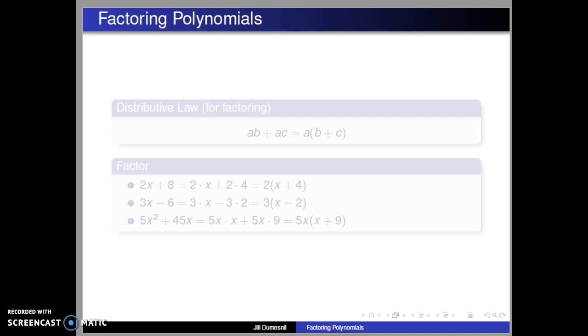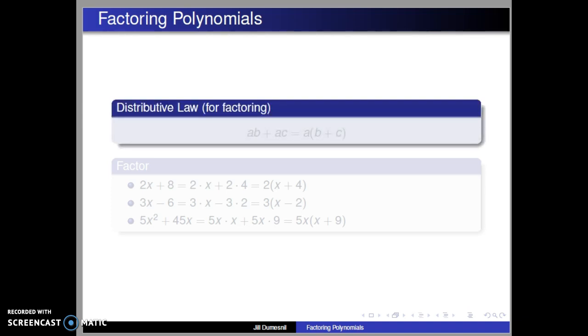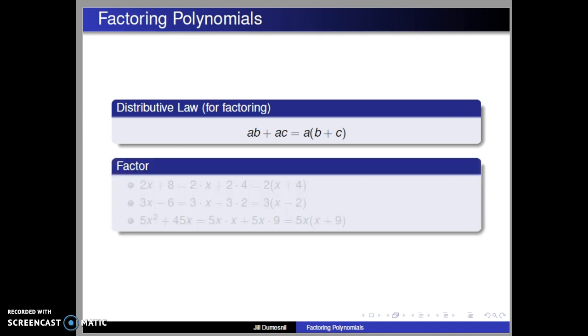Now let's move to factoring binomials. We will use the distributive law backwards. That is, a times b plus a times c equals a times the quantity b plus c. Instructions will be to factor.